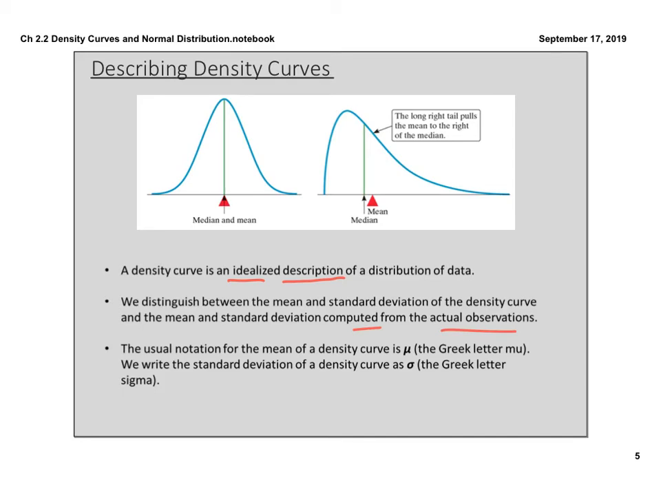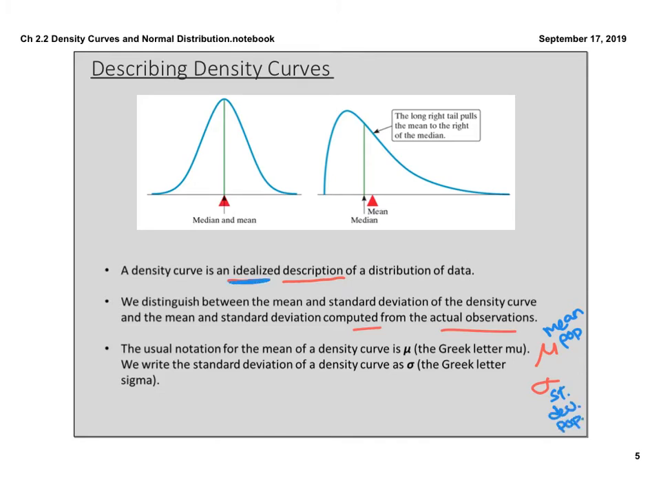The usual notation for the mean of the density curve is mu, and we write the standard deviation as sigma. So that mu has like a tail in front of a U. If you're trying to write that out yourself, it's like a tail in front of the U. The sigma is kind of like you drop down and make a little loop backwards, okay? So mu and sigma. This is population. This is the mean of the population. This is the standard deviation of the population, okay?